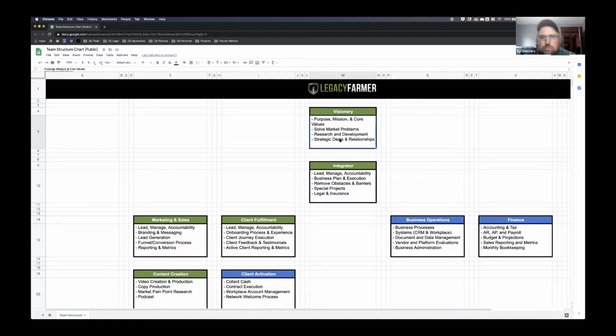Well, probably me being the visionary, and I think on the integrator, maybe you could break down part of that, as one person's the leader, manager, and the accountability, and maybe somebody does the business plan. Well, see, these are all individual seats. Like the integrator, like me inside Legacy Farmer, I hold all these things right here, making sure I'm in charge of all these things. Same with the visionary. Yeah. I hold all these things here.